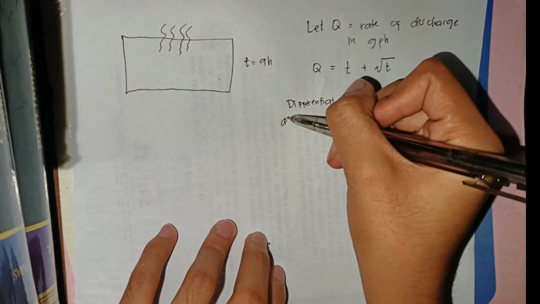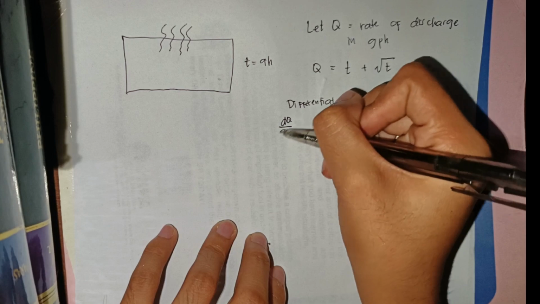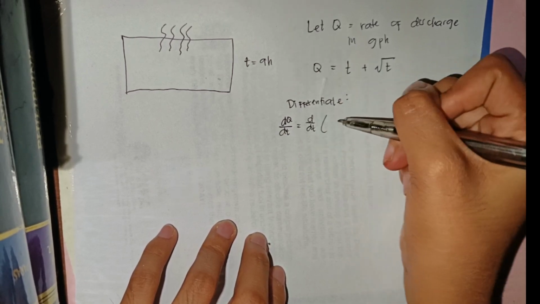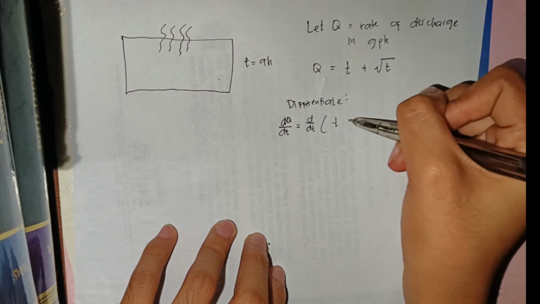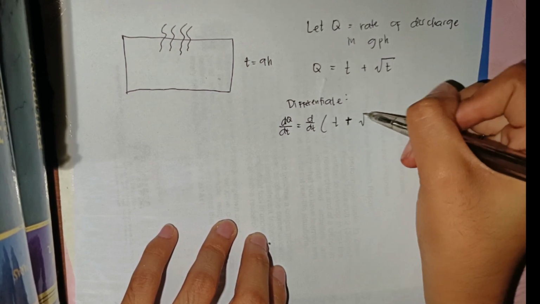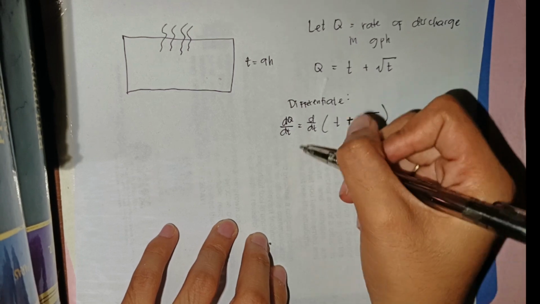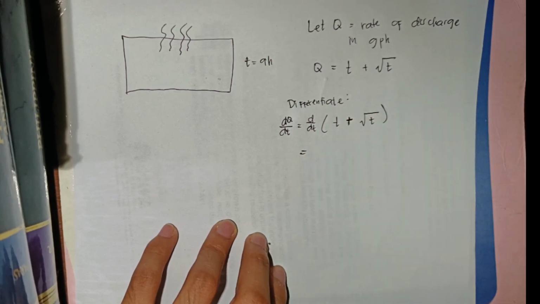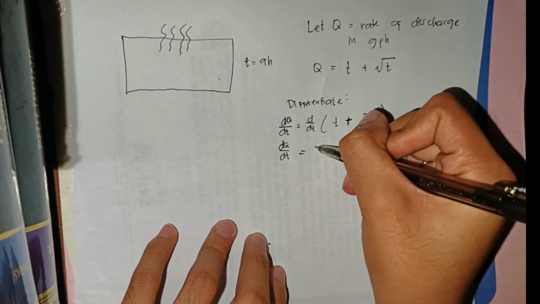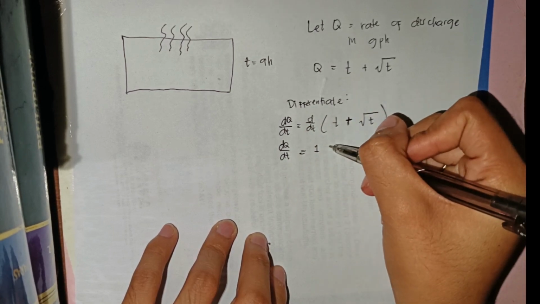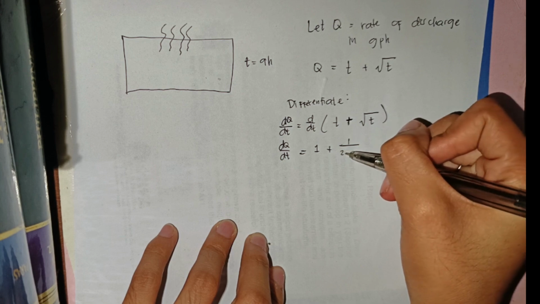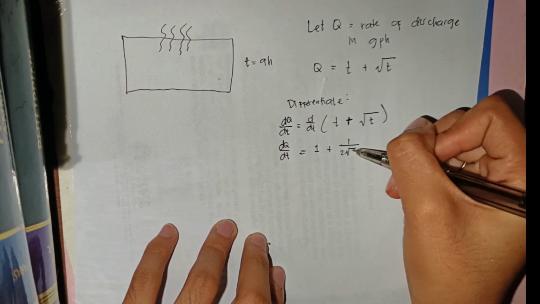So, dq over dt, so d/dt of t plus t plus square root of t. So may mo na siyang dq/dt, may mo na siyang 1 and then plus 1/2 square root of t.